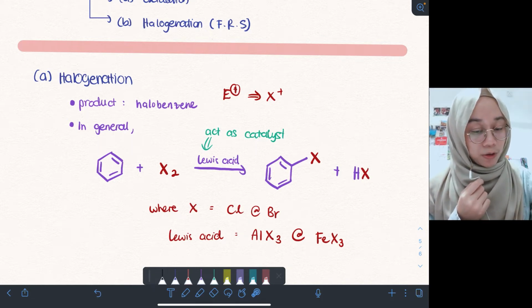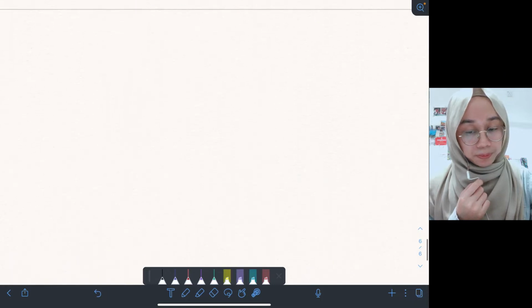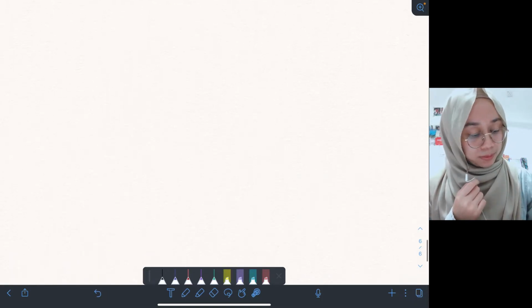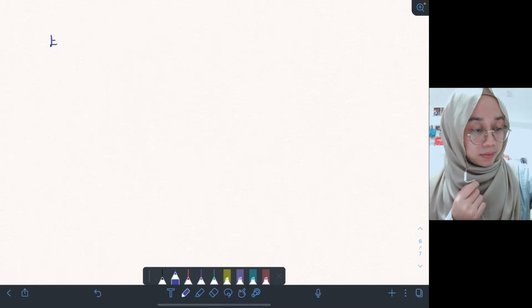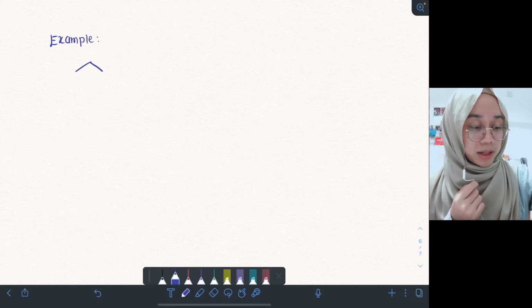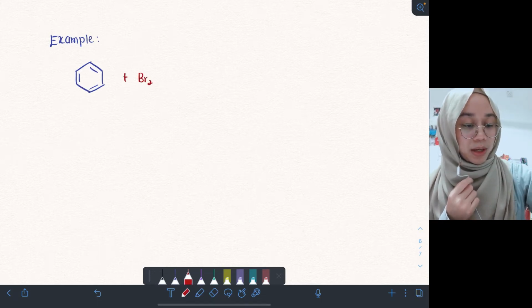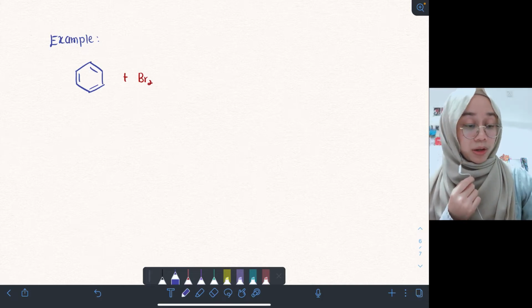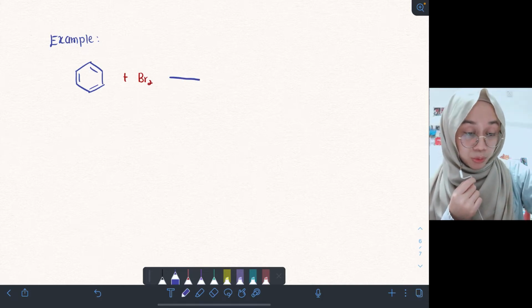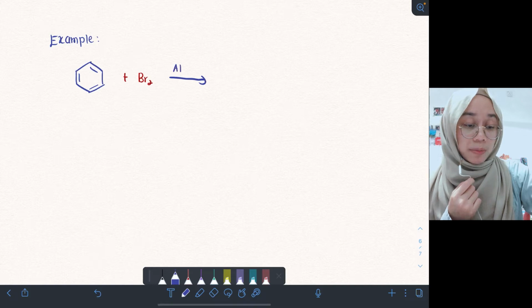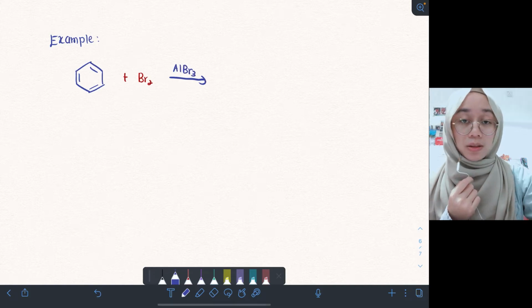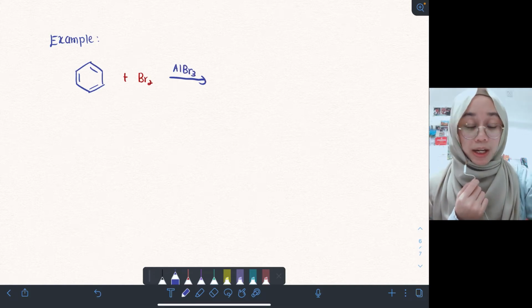Okay, so kita tengok example. So example, let's say kita guna bromine kelas. Okay, so we use bromine, so Br2. Okay, bukan Br sahaja, Br2. And then let's say kita guna aluminium tribromide then. So kita letak atas arrow untuk dia punya catalyst tu.